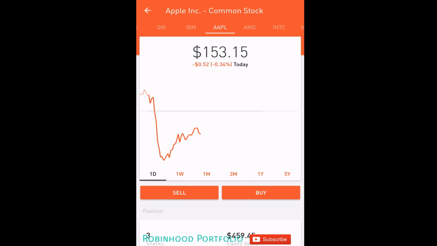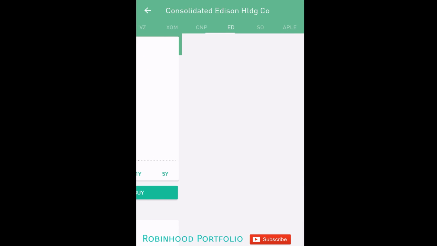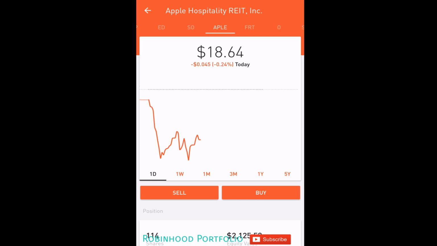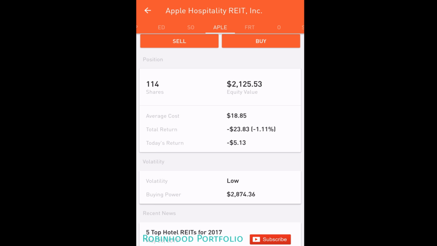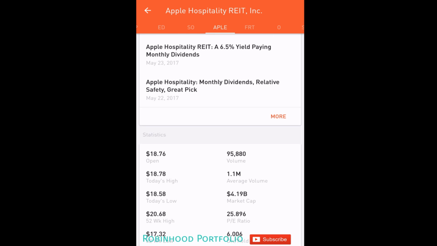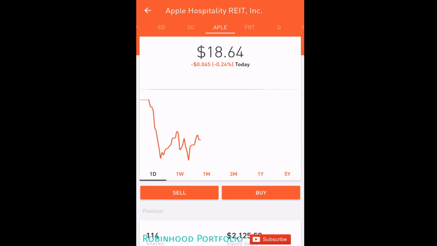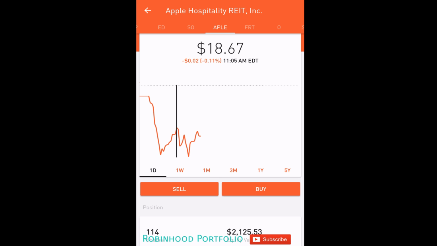Other big play I made was with not AAPL Apple, the other Apple in my portfolio, APLE, Apple Hospitality REIT. Yesterday it was $18.80. I went ahead and bought some shares. The dividend was 0.1, so it should have dropped down to 0.7. You can see here it's 0.64, so it dropped a little bit more than the dividend. I'm actually down a little bit of money on this, but it's a longer term play as well.